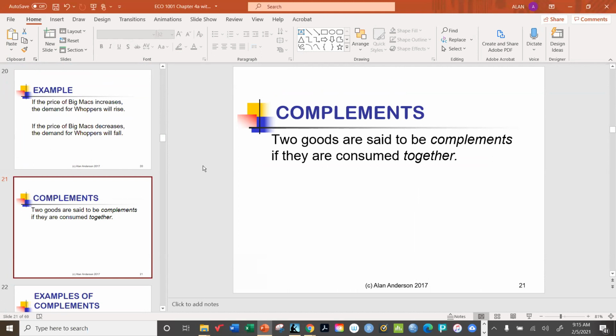Okay, classic example, peanut butter and jelly. Okay, when you were a kid, did you eat a lot of peanut butter and jelly sandwiches? Yes, you did, and you probably still do.